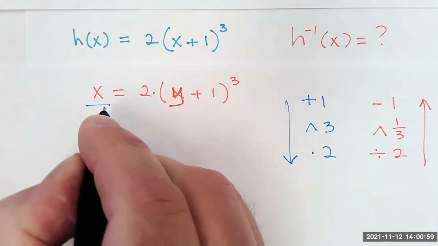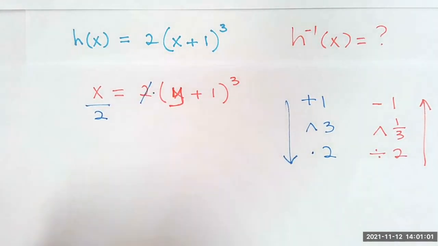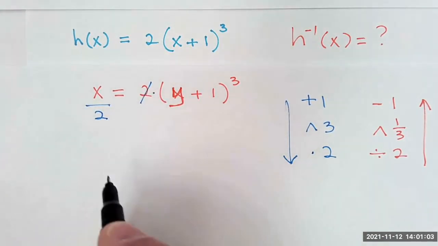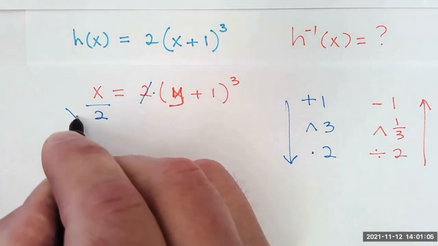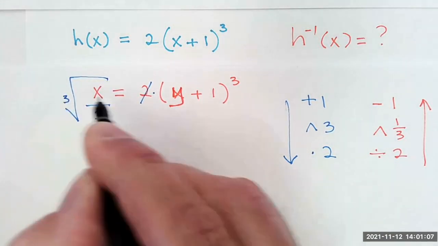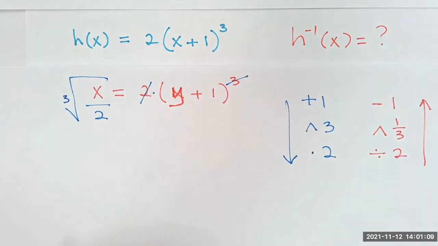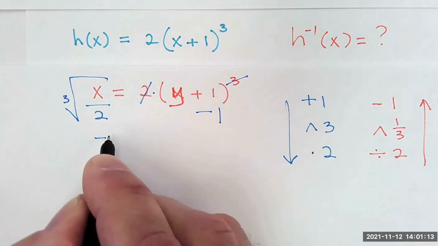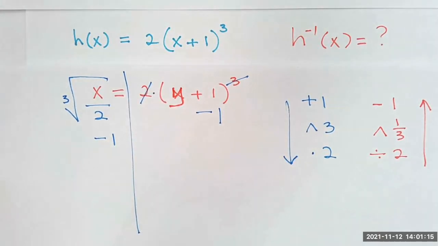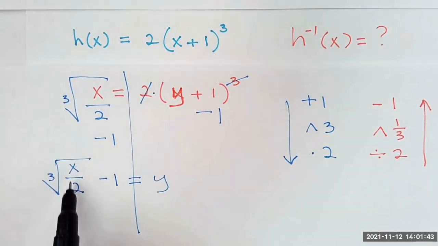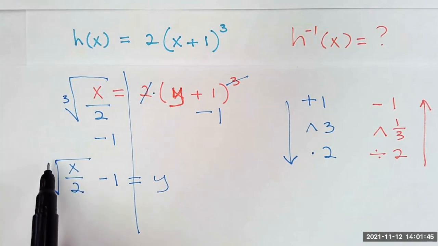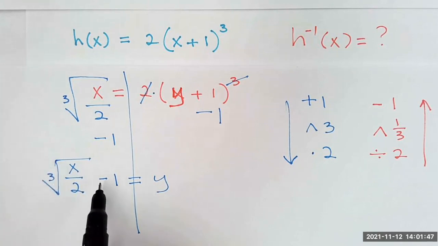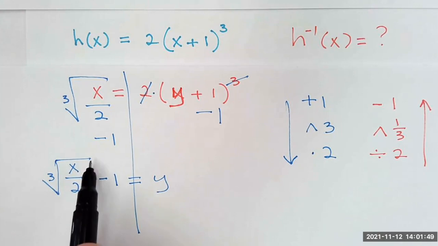Divide both sides by 2, and then cube root. And then subtract 1. X divided by 2, cube root, and then subtract 1. Note that the negative 1 is outside the grouping symbol, which is the radical.